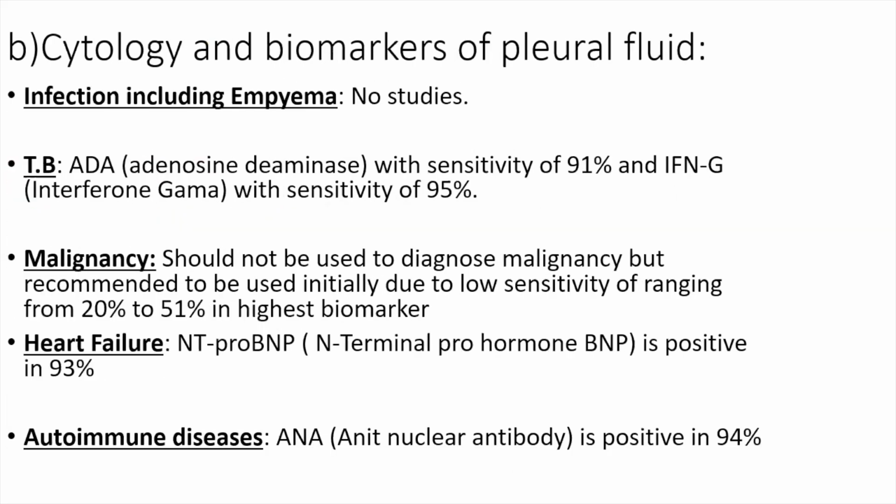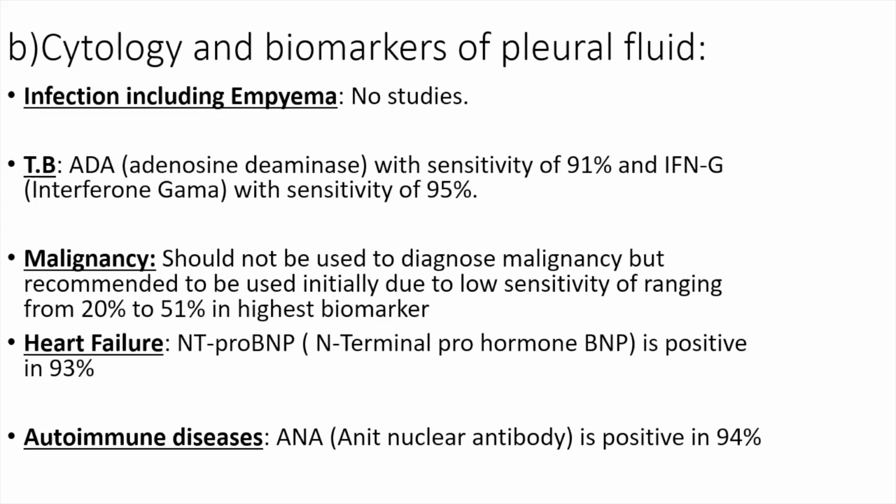Then we have finished the pH and biochemical analysis, and we will move to the cytology. For infection, including empyema, there are no studies regarding cytology. But for TB, there is ADA, or adenosine deaminase, which has a sensitivity of 91% and is being performed in our hospitals. For malignancy, this shouldn't be used as a definitive diagnosis, but can be used initially, due to the low sensitivity of detection of malignancy in the pleural fluid.